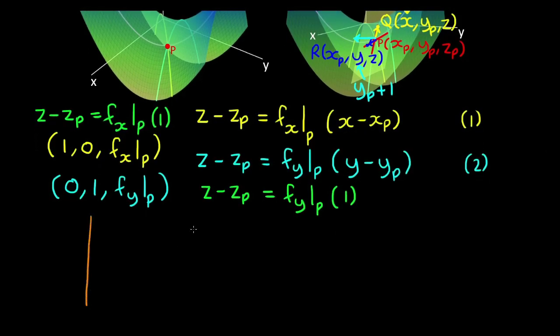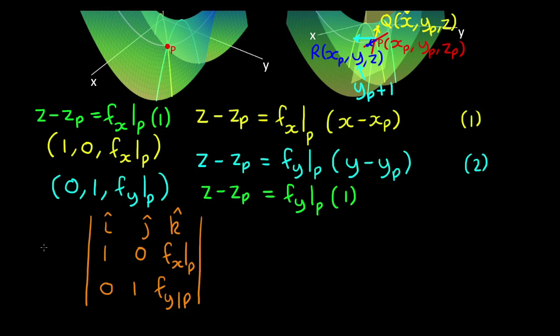So writing the determinant form of the cross product, we have the unit vectors in the first row, and in the second row we have 1, 0, and the partial of f with respect to x, evaluated at P, and 0, 1, and the partial of f with respect to y, evaluated at P. So the i component gives 0 minus the partial of f with respect to x at P, and the j component is minus the partial of f with respect to y at P, and the k component is 1. And now we can obtain the equation of the tangent plane to the surface at point P.